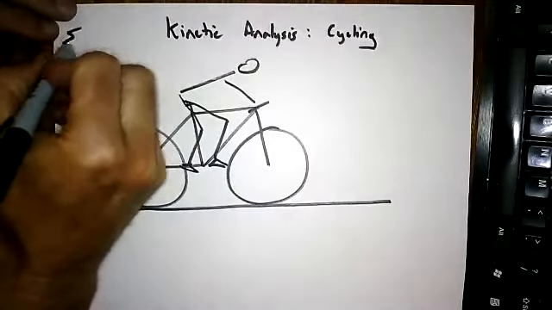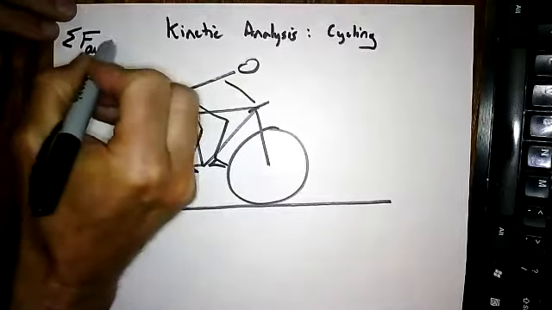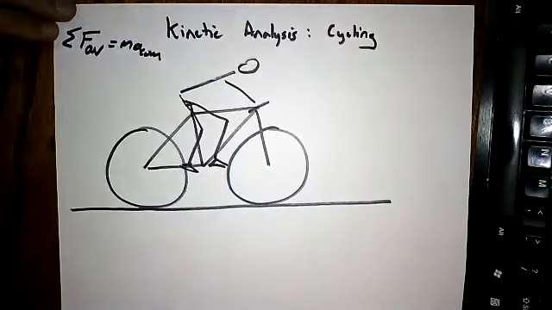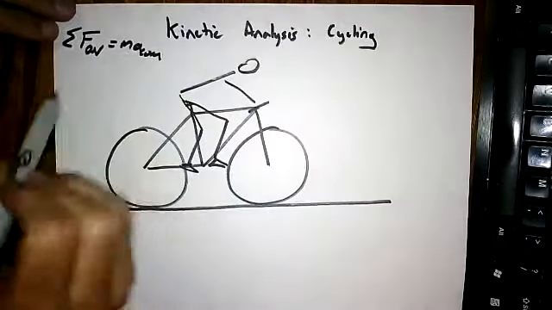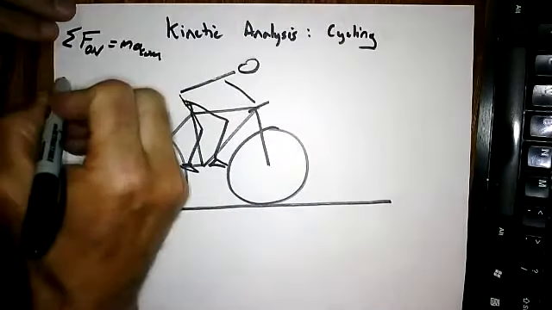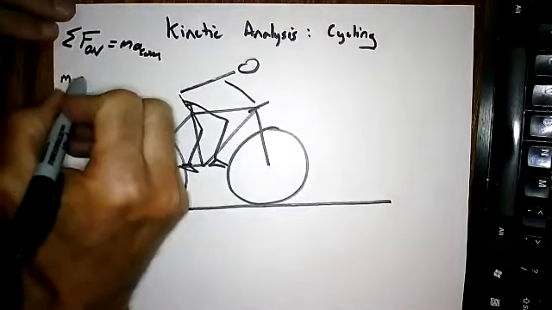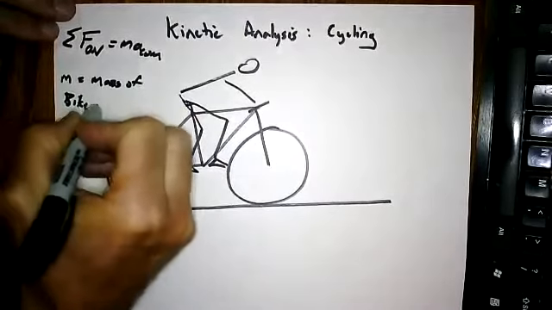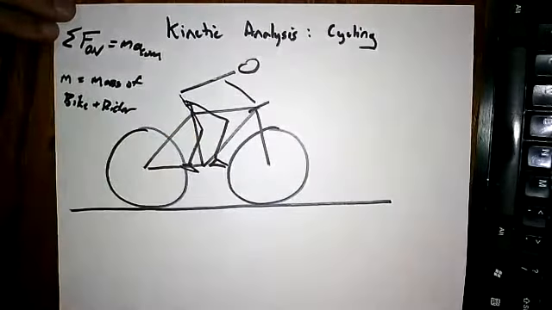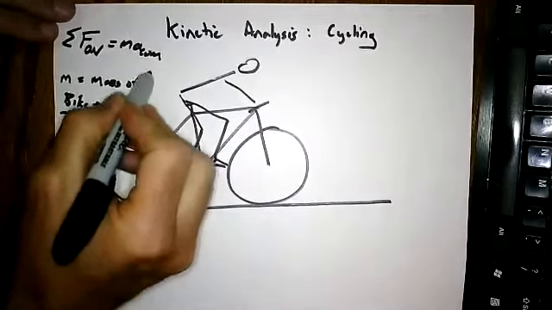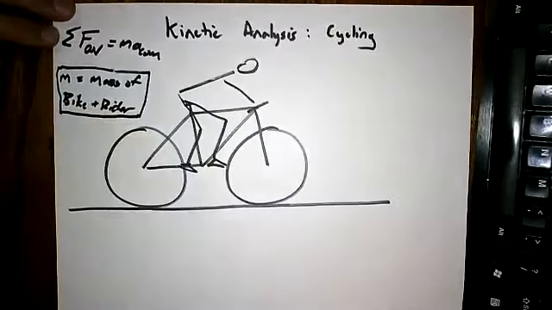And our job is to add up all the forces acting on the object, and we'll understand the product of mass of the bike rider system together and the acceleration of the center of mass. And that center of mass would be the center of mass of the bike rider system together. So let me put that here: M, mass of bike plus rider. Okay, so it's combined. This is our system that we're going to analyze for a kinetic analysis.